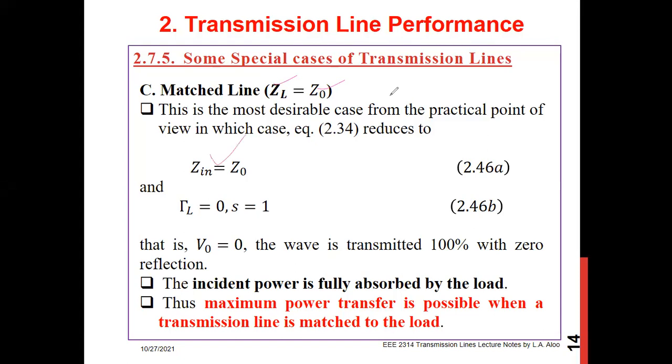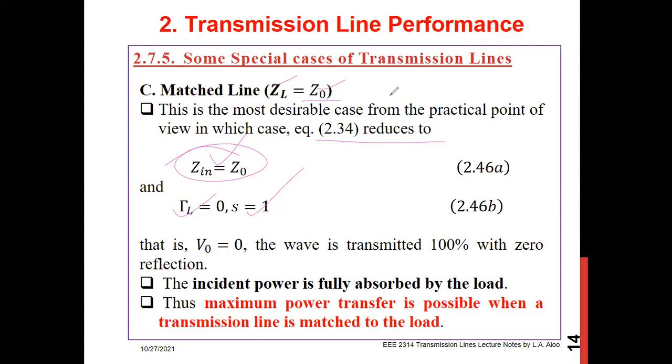So we let Z in, the input impedance, to be also equal to Z naught. And we can easily prove that if you go to equation 234 and you substitute Z naught where there is ZL, it will reduce to this equation here. And now in this case, the reflection coefficient at the load will be 0, meaning all the power transmitted in the transmission line will be absorbed by the load. So there will be 0 reflection, and the standing wave ratio will be 1.